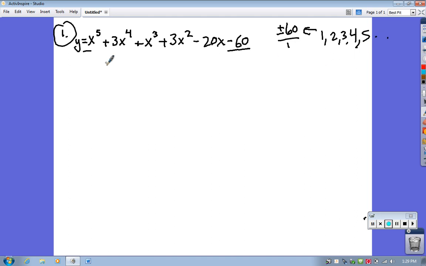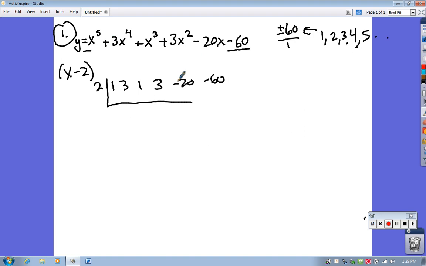So I actually would grab my graphing calculator, first graph it, get some good ideas, and it looks like one might be at 2. So I'm going to try x minus 2 as a factor. That means that 2 would be the root, would be the 0. So I'll do some synthetic division to see if it actually is. 1, 3, 1, 3, negative 20, negative 60. I don't have any placeholders I need in here.